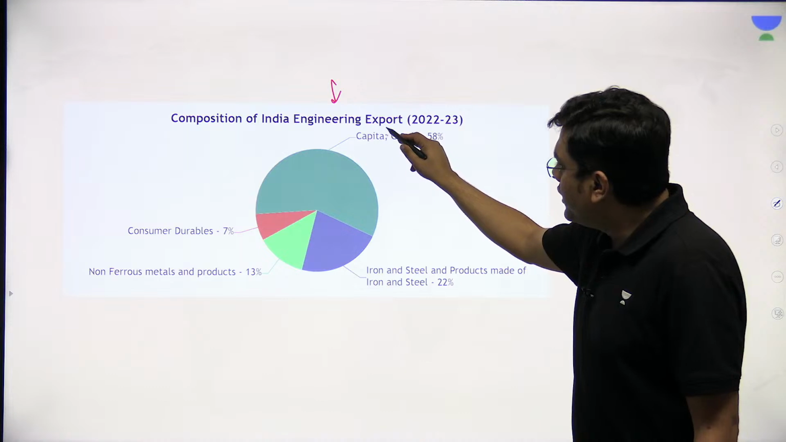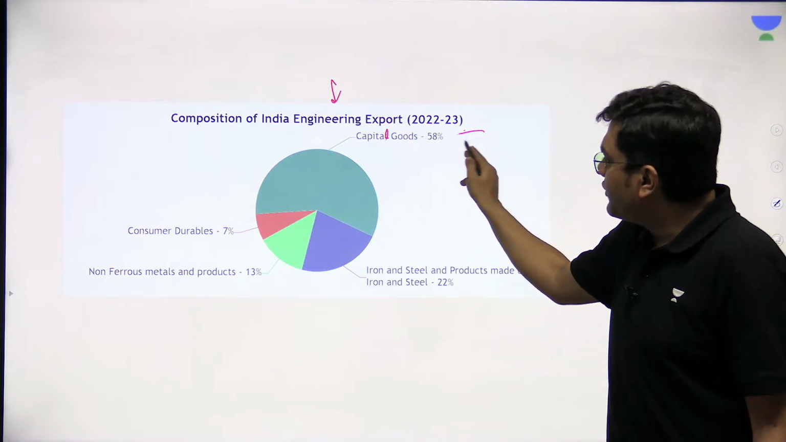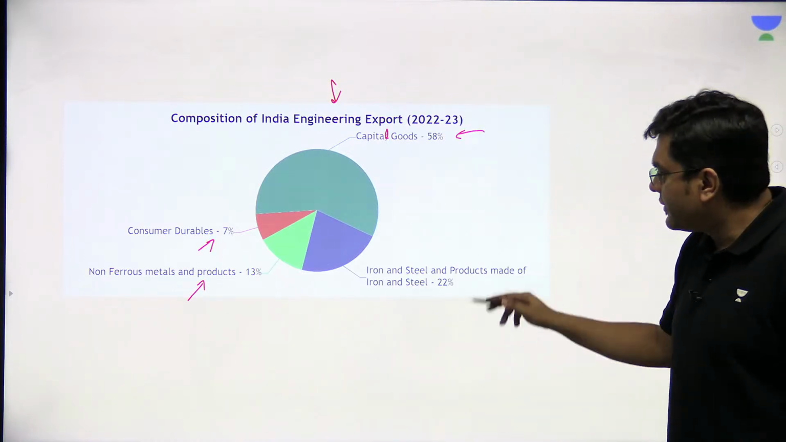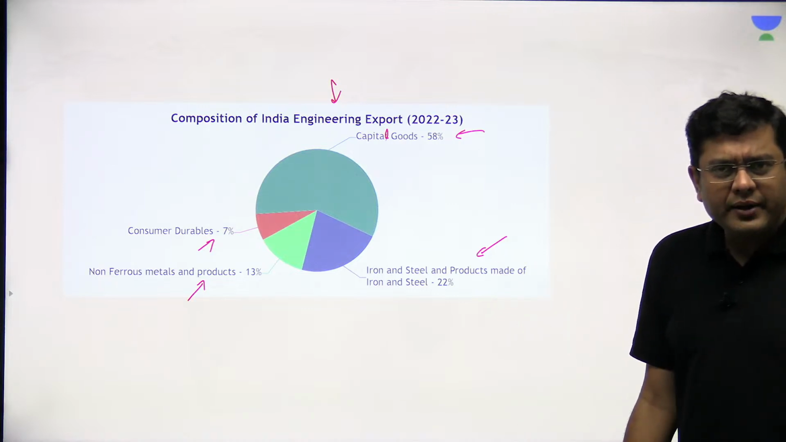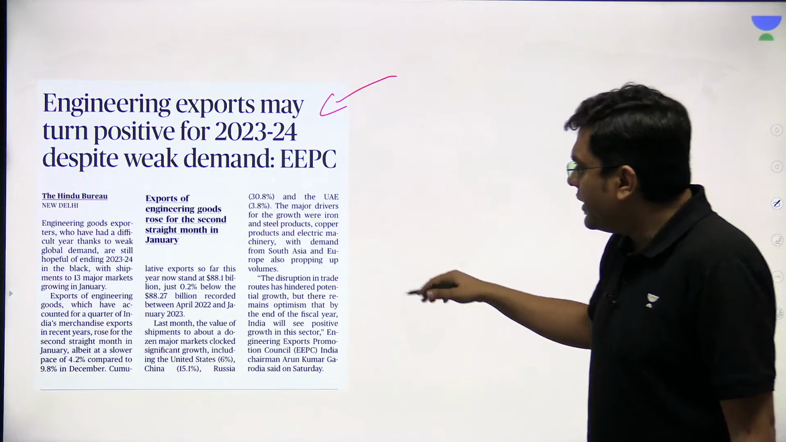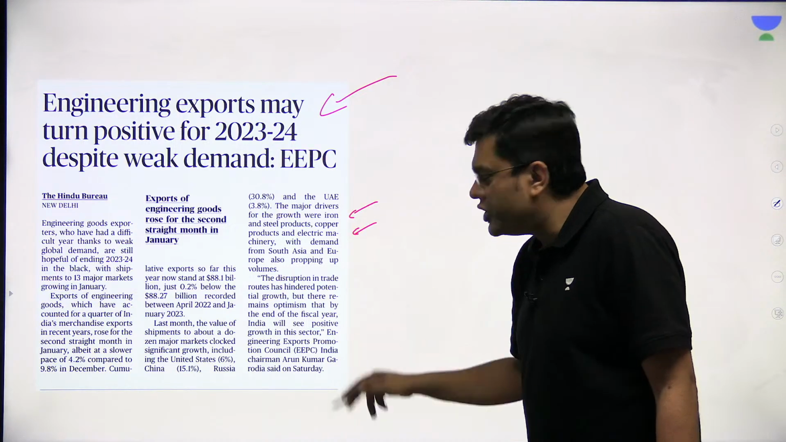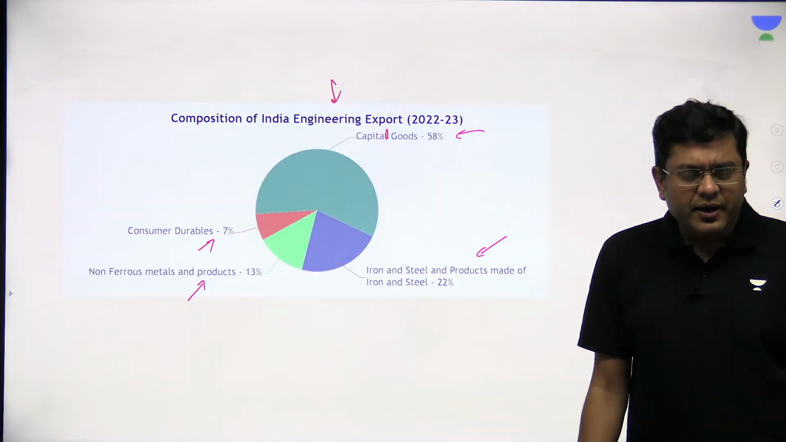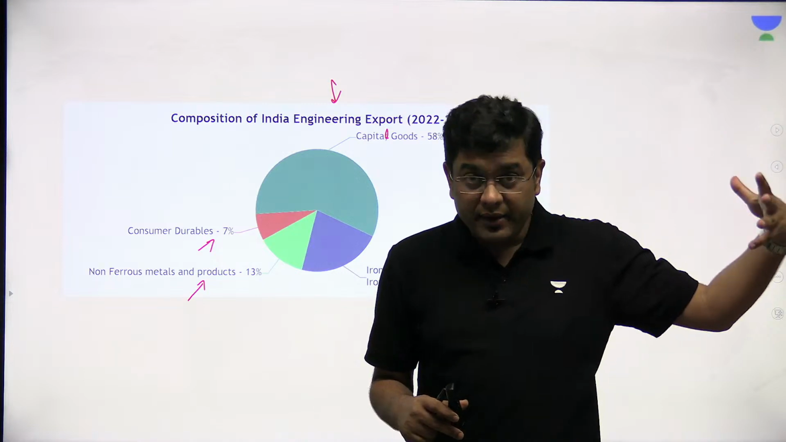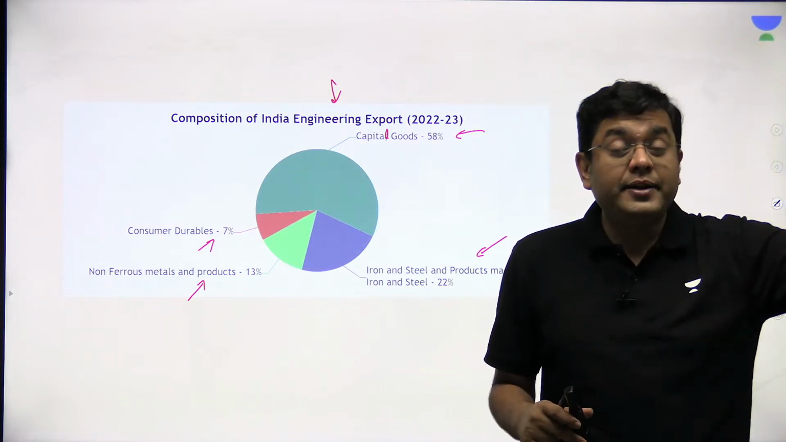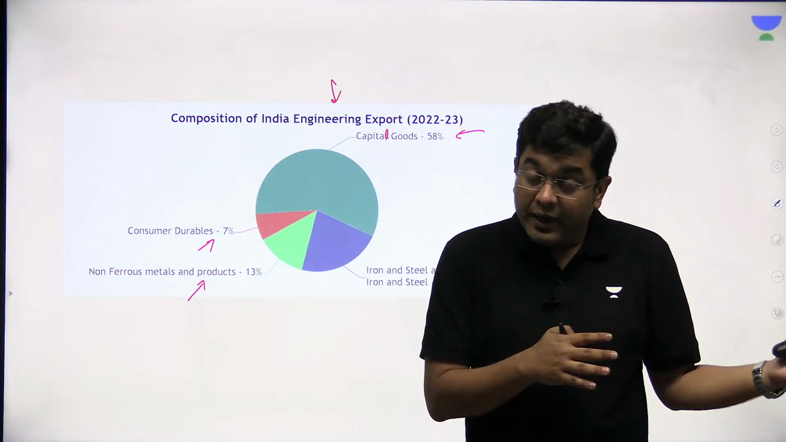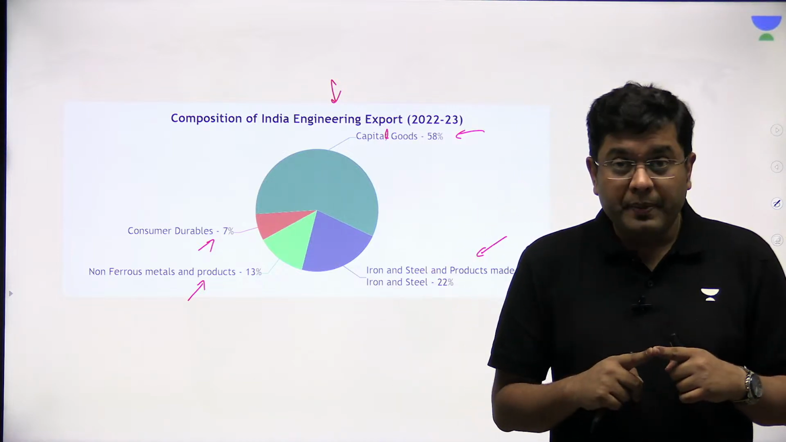So here, the capital goods, they constitute 58% of our engineering exports, consumer durables, non-ferrous metals and products, iron and steel, products made up of iron and steel, metallic minerals, etc. All of them, they form a part of it. So steel products, copper products, electric machinery, different kinds of machinery, etc. That forms the engineering product. If the engineering exports of a country is higher, that means its manufacturing sector is doing particularly good. And that is where India has successfully, in a way, achieved the diversification of its export market.